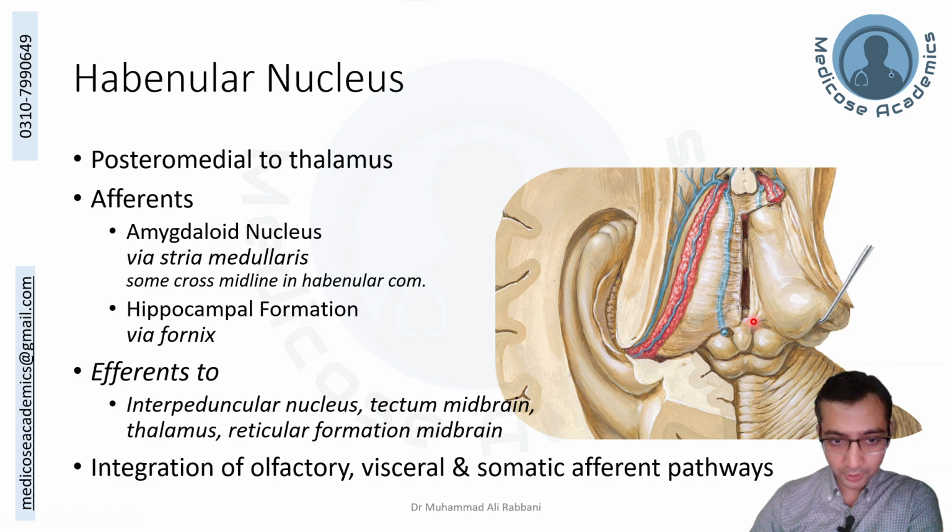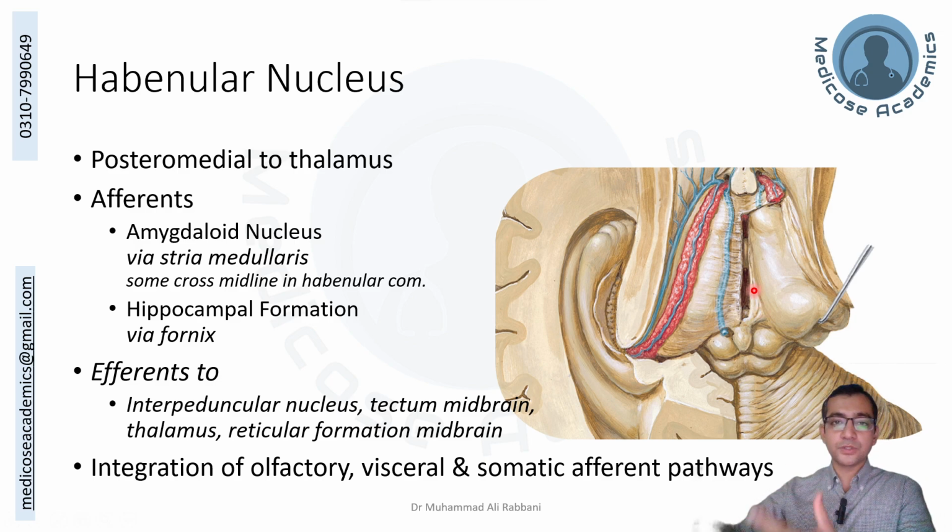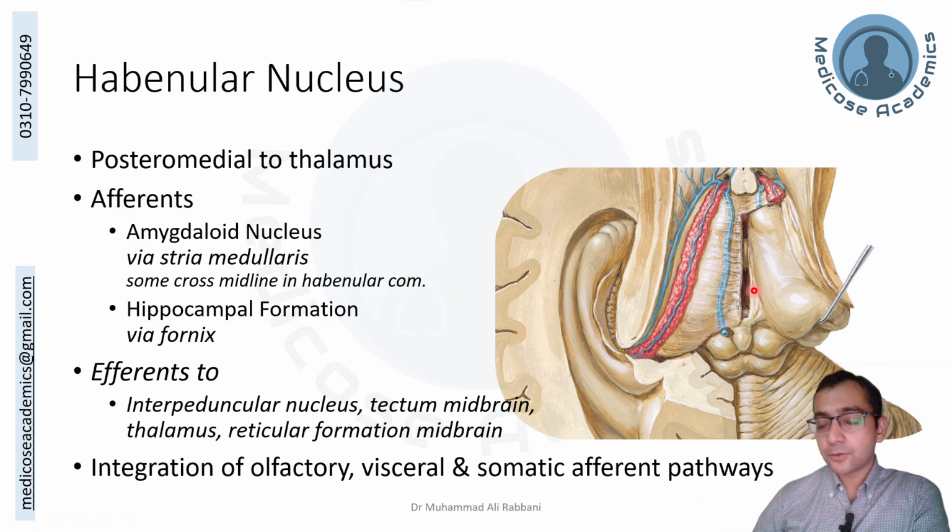And the hippocampal formation via the fornix, this is again not discussed in this lecture, but fornix you have seen. Through the fornix, the signals come to the habenular nuclei, and its efferents go to a variety of different structures. These are the interpeduncular nuclei, tectum of midbrain, thalamus, reticular formation, and it is the area where a lot of integration of signals, especially olfactory, visceral, and somatic, often occurs here.